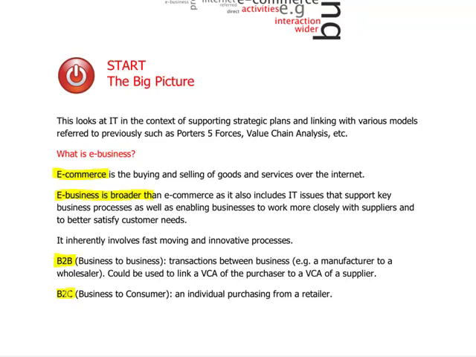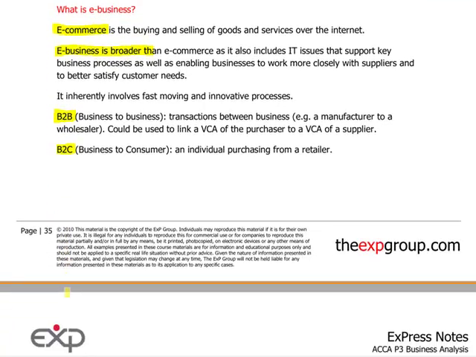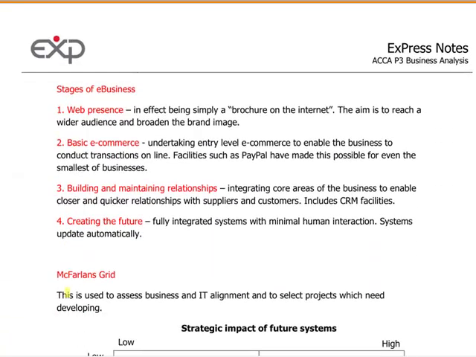Now, in today's video, we'll be looking at various stages of e-business. So we are now on page 36 of our free EXP notes, which can be downloaded from the website if you haven't got them. Okay, so the various stages of e-business. This part in effect tells us how a business progresses through e-business.